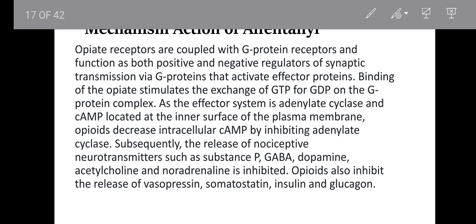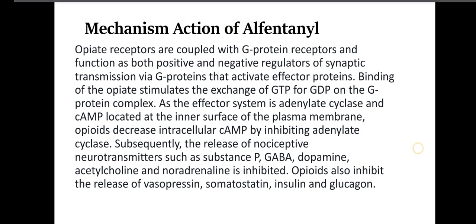Mechanism of action of alfentanil. Opiate receptors are coupled with G protein receptors and affect functions as both positive and negative regulators of synaptic transmission via G proteins that activate effector proteins. Binding of the opiate stimulates the exchange of GTP for GDP. GTP stands for guanosine triphosphate and GDP stands for guanosine diphosphate on the G protein complex, as the effector system is adenylate cyclase and cAMP located at the inner surface of the plasma membrane. Opioids decrease intracellular cAMP by inhibiting adenylate cyclase.